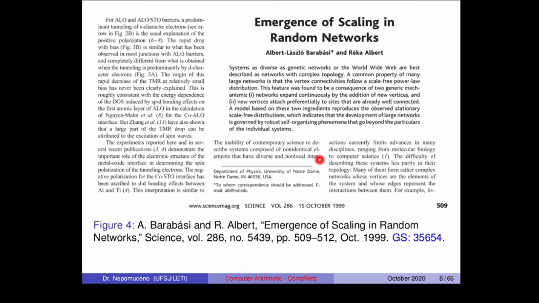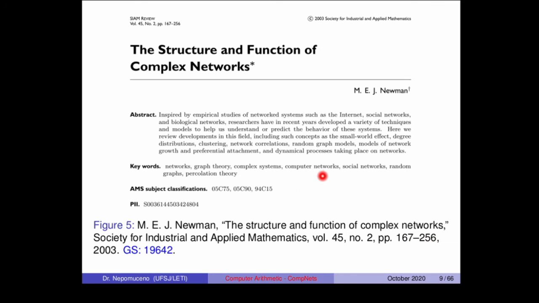And another paper from Barabási and Albert, on the emergence of scaling in random networks, from Science 1999, has almost 40,000 citations in Google Scholar as well. So it's quite an important paper.